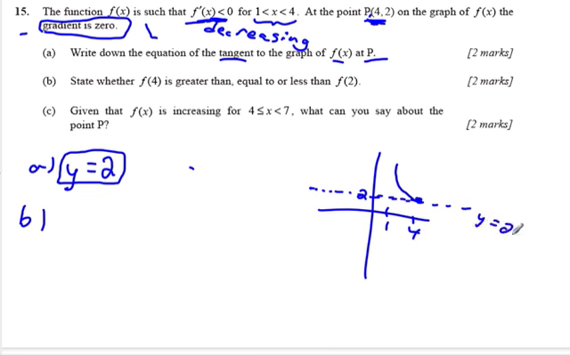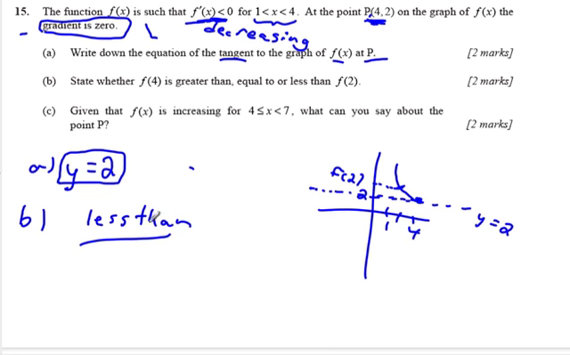State whether f(4) is greater than, equal to, or less than f(2). Okay, so our function was decreasing, so when we put 2 into our function, we got a greater amount, didn't we, than when we got down to 4. Okay. So f(4) is less than.